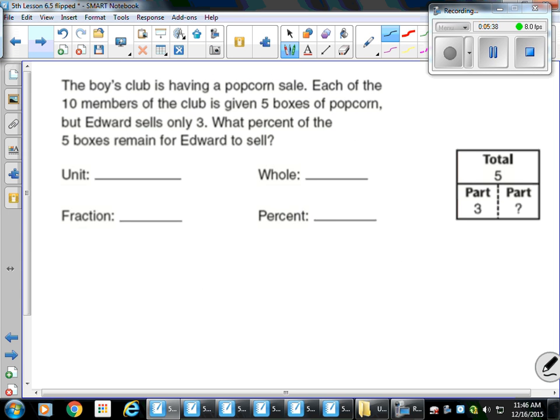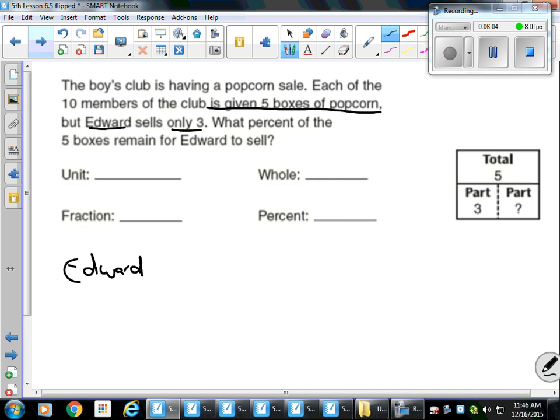The boys club is having a popcorn sale. Each of the 10 members of the club is given 5 boxes. So every person has 5 boxes of popcorn. Edward, so he's one of the people in the club, sells only 3. What percent of the 5 boxes remain for Edward to sell? I have to write this down because it's a lot of words, a lot of numbers. I don't think all these numbers are important.